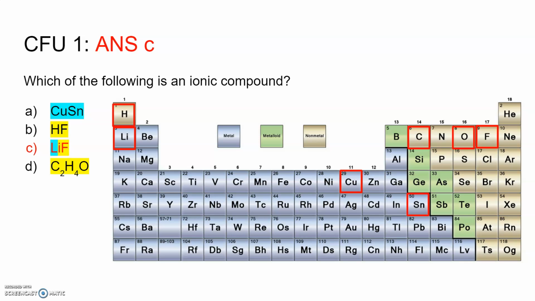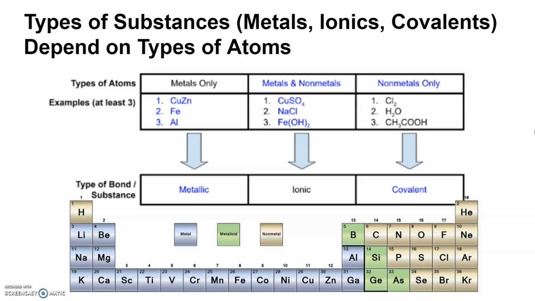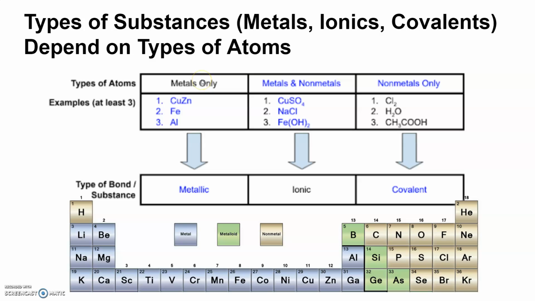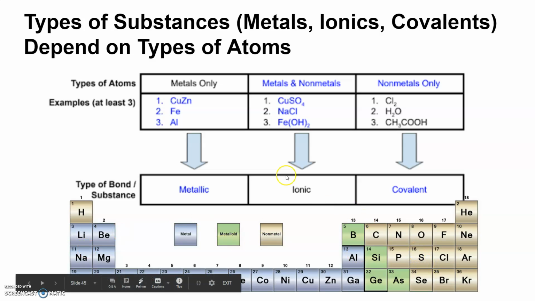The reason why it's C is because lithium, which is here, is a metal, and fluorine is a nonmetal, and ionic compounds are made up of metals and nonmetals. So let's just review all 3 substances. For metallic compounds, this was in your notes, metallic compounds have metal atoms only. Ionic compounds are made up of metals and nonmetals, and covalent molecules are made up of nonmetals only. And we can figure out what type of atoms we have, metal or nonmetal, from the periodic table. Okay.